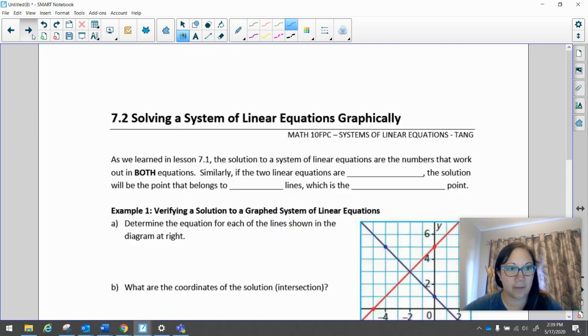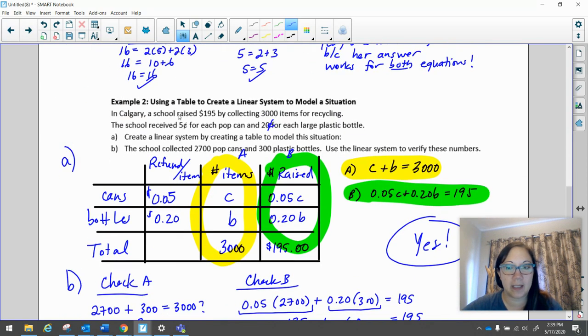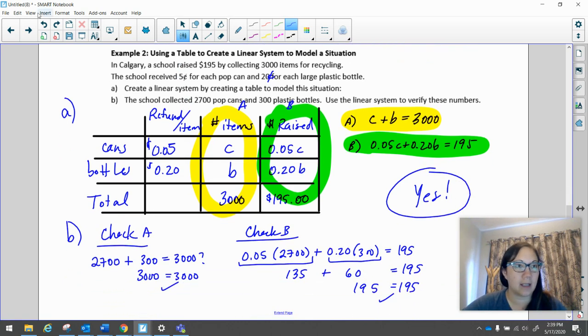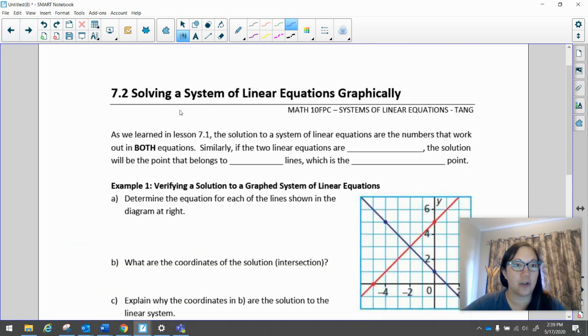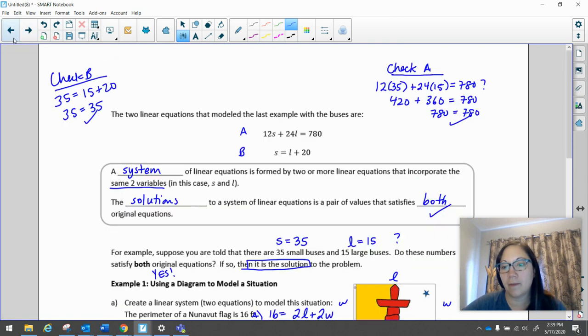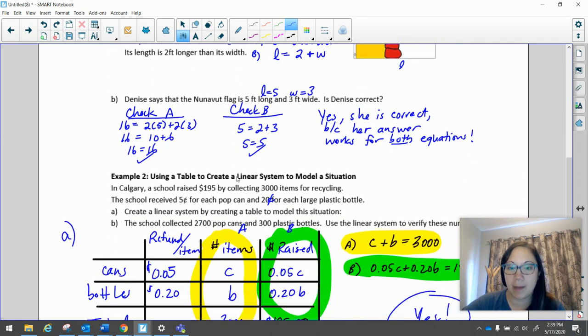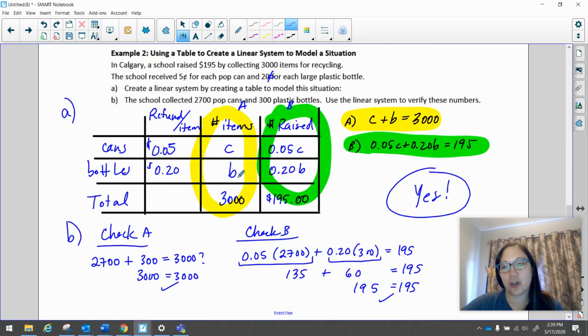I think that's the end of our notes for this section. Great. So that brings us to the end of section 7.1. And in our next section, as you can see with 7.2, we'll be solving them graphically. And then later on in the unit, we'll be solving them algebraically using two different methods. So today was more about what is a system of equations, how can we come up with some of them, and how can we check them to make sure that our answers or guesses are correct.